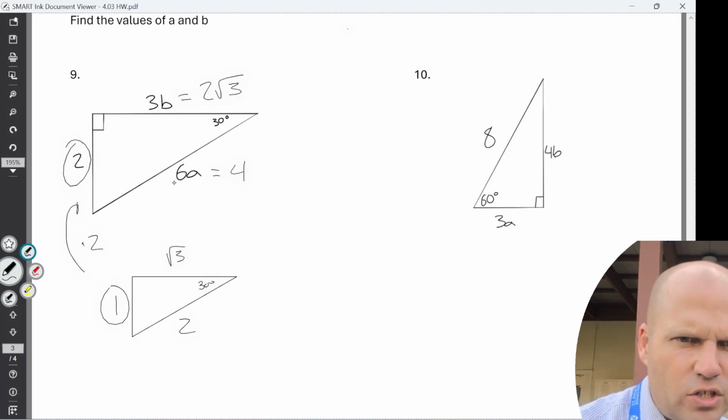Then we have these equations to solve. I'm going to divide by 6, divide by 6. I get a equals 4/6, which is 2/3. Here I'm going to divide by 3 and divide by 3.